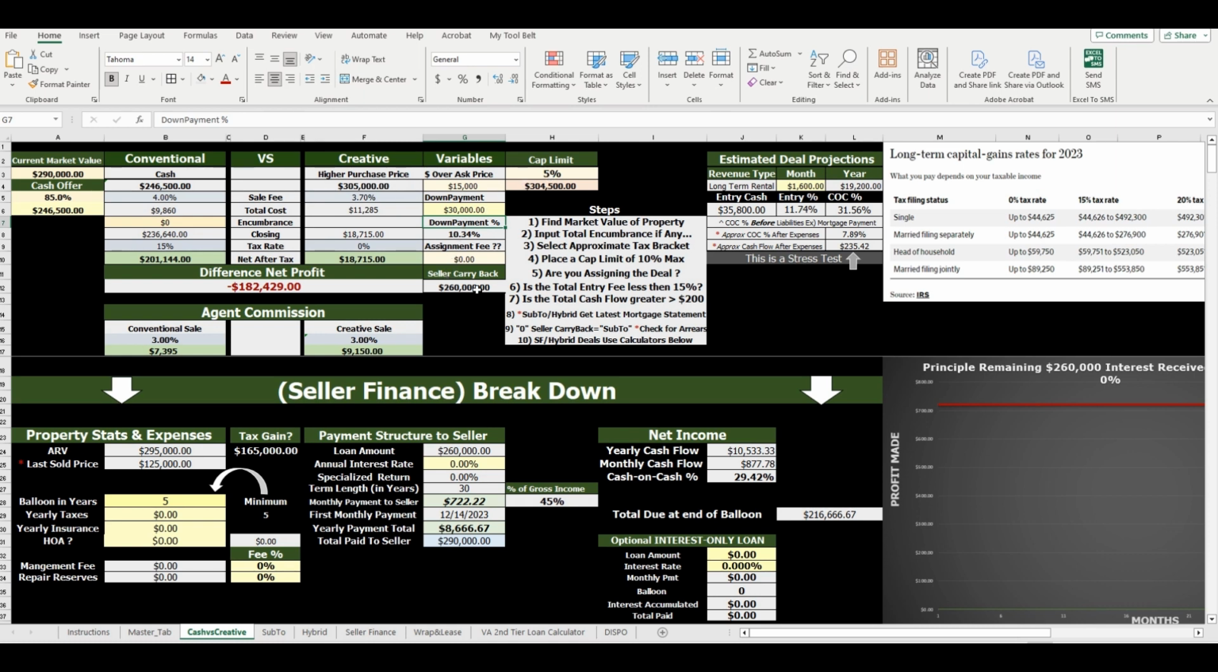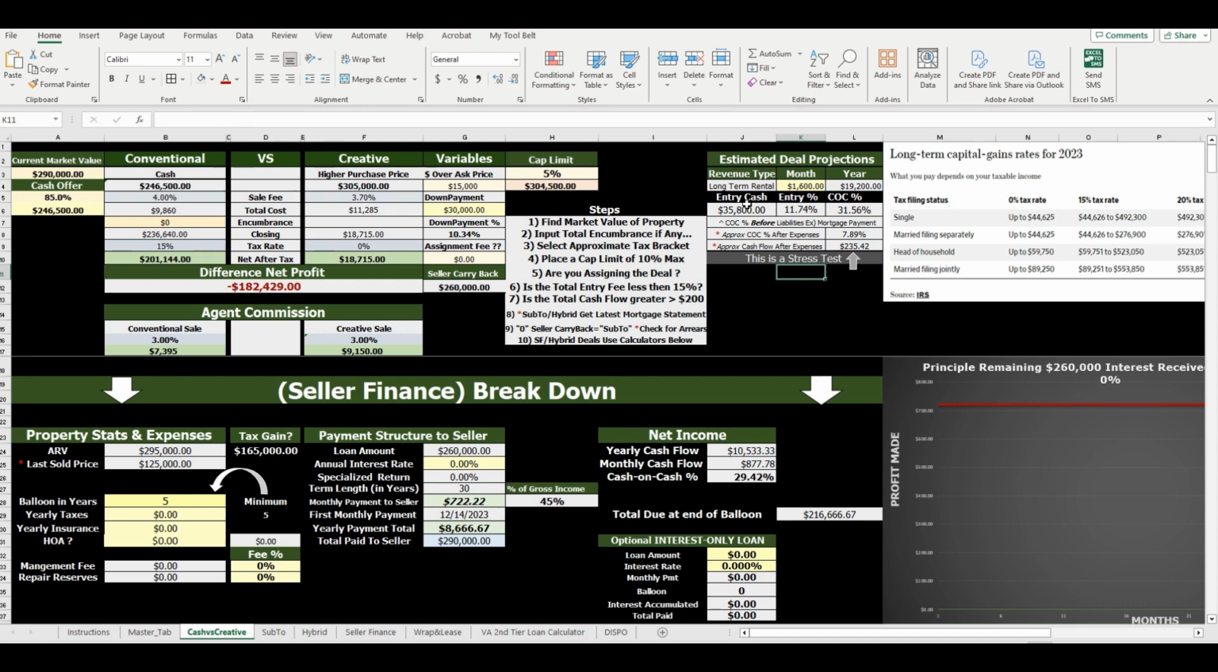So let's see. We've got a seller carryback of now $260,000. So the seller carryback is being calculated by the $290 market value at that time, subtracting the down payment, subtracting the encumbrance, and we've got a seller carryback of $260. Now you might be saying, well, David, that doesn't sound right. Shouldn't the seller carryback be coming from the $305 mark? Well, if you're going to be doing a traditional seller finance, yes, but we are not going to do a traditional seller finance. We're going to do a reverse seller finance, and you will see shortly why.